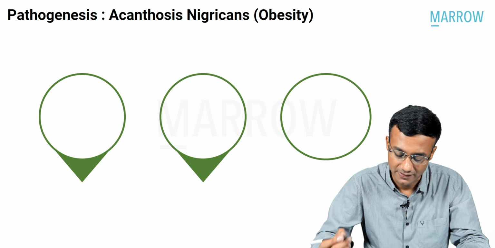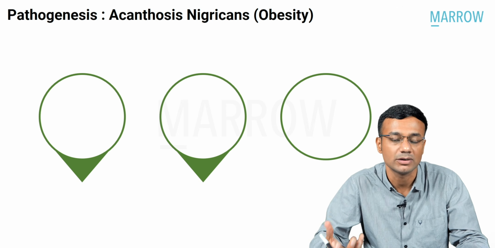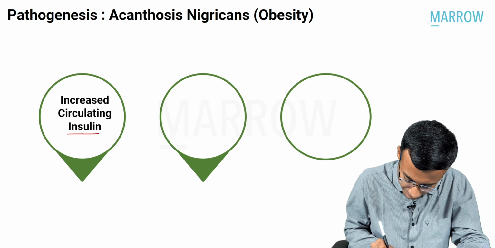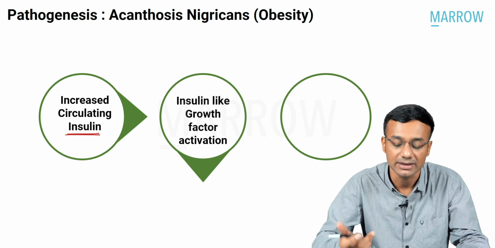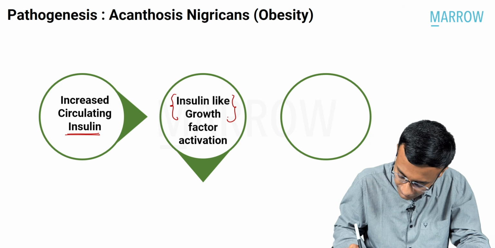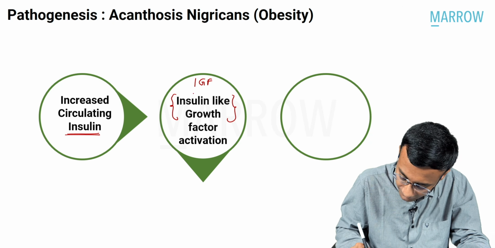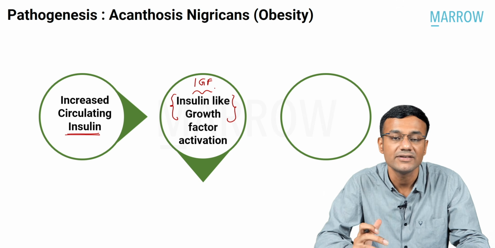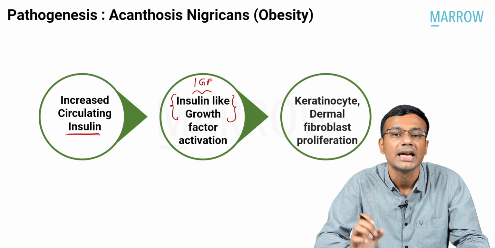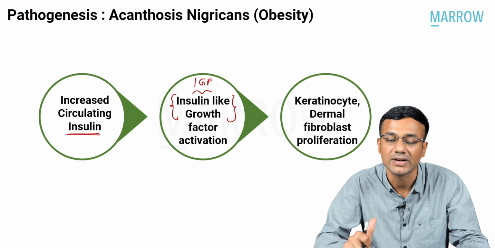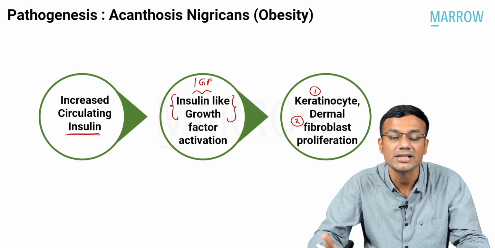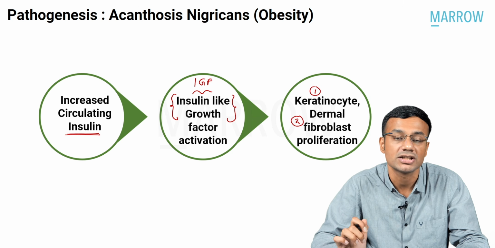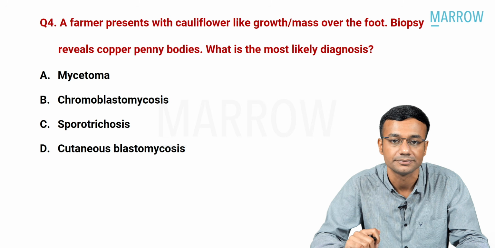Now, what is the mechanism? Why is it that in obesity a patient develops acanthosis nigricans? That happens because in obesity there is increased circulating insulin, and once circulating insulin is more, there is going to be increased insulin-like growth factor, which gets activated. Once there is activation of insulin-like growth factor, it is going to stimulate two important things: number 1, keratinocytes, and number 2, dermal fibroblasts. Because of the keratinocyte and dermal fibroblast stimulation, you're going to have acanthosis nigricans.